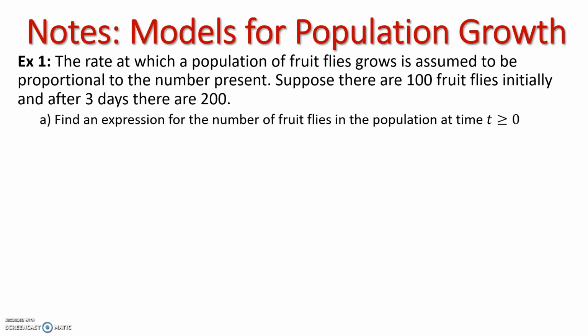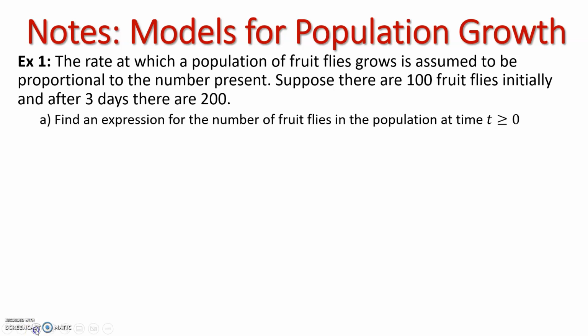The rate at which a population of fruit flies grows is assumed to be proportional to the number present. Suppose there are 100 fruit flies initially, and after 3 days there are 200. Find an expression for the number of fruit flies in the population at time t, when t is greater than 0.